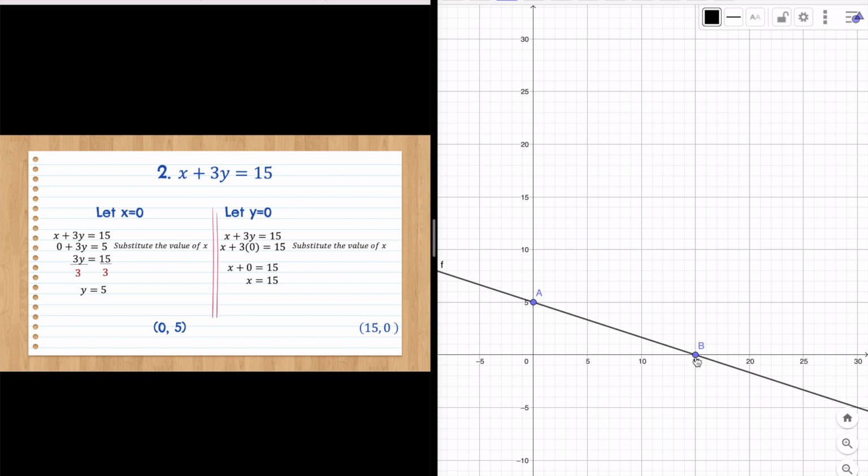Kapag nasa x-axis siya, ang tawag sa kanya ay x-intercept. Kapag nasa y-axis siya, ang tawag sa kanya ay y-intercept.